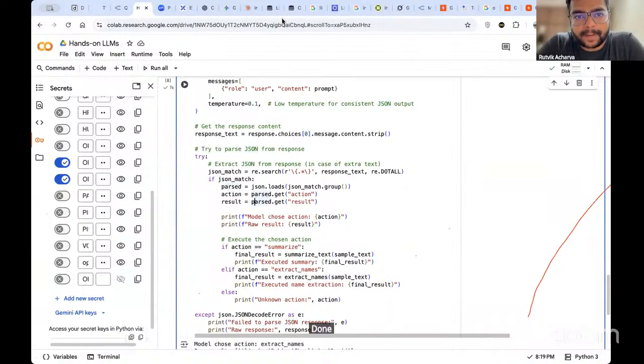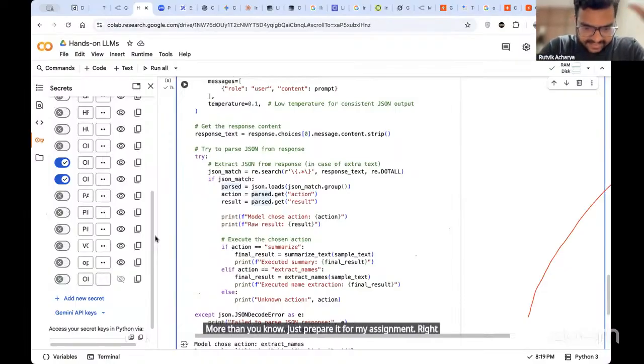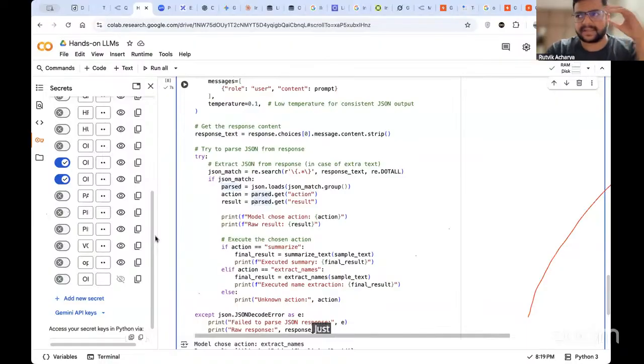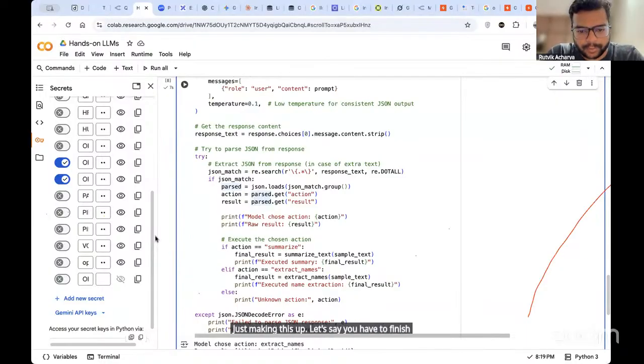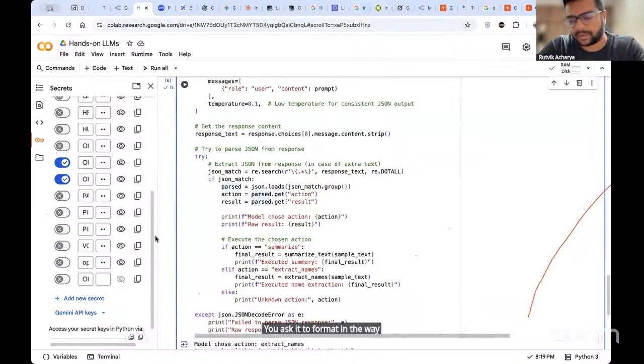Done. Done. Yes, you use it for your college work. Think of building more than just preparing it for my assignment, right? Amya Ranjan, this is like just making this up. Let's say you have to finish an assignment tomorrow, right? It's easy these days. You give it some information, you ask it to format in the way that your college wants or your teacher wants, and then you're able to do that.